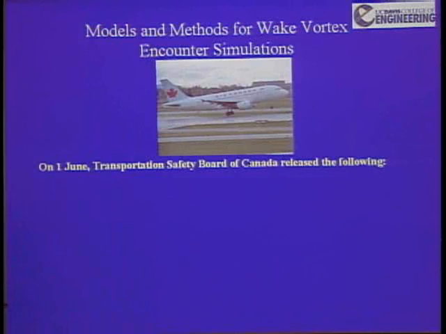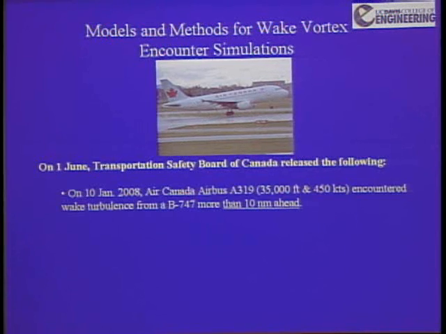All right, the day before I presented my paper, a report came out from the Transportation Safety Board of Canada. That's an Air Canada A319. And what they said was, on 10 January 2008, an Airbus A319 was flying at 35,000 feet and 450 knots. It encountered the wake turbulence from a 747 that was 10 miles ahead of it. Okay, that's how these vortices stay.